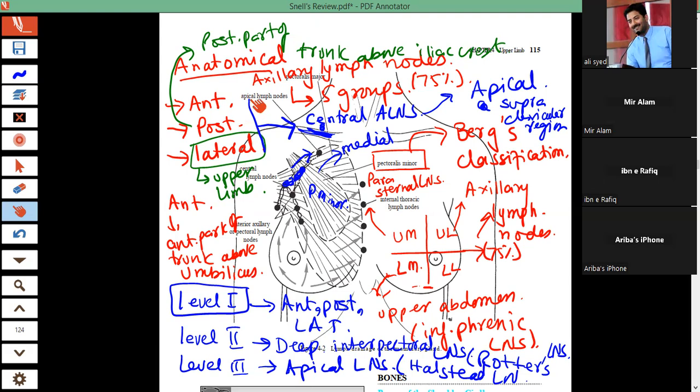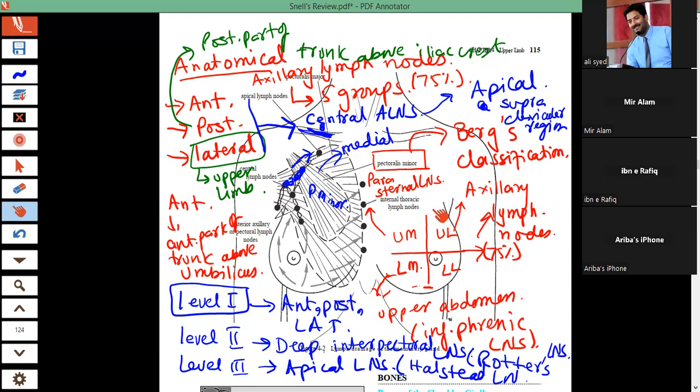Then, the second important point. All these 3 groups drain into the central axillary lymph nodes, and the central axillary lymph nodes, which are present in the apex of the axilla, now drain into your apical lymph nodes, which are present around your supraclavicular region. So this is the anatomical grouping of your axillary lymph nodes.